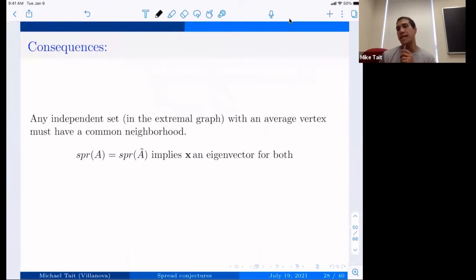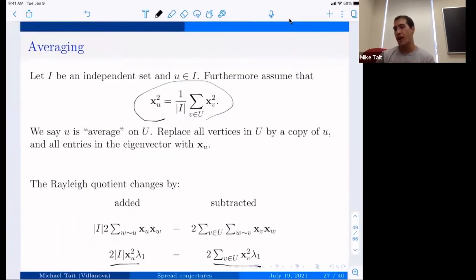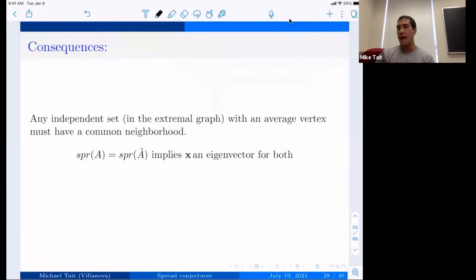And what that means actually is that what I replaced my graph with, I actually couldn't change the graph at all. That's what it means. Because you're not changing the Rayleigh quotients at all, the spread of your new graph is at least as big as the spread of your old graph. And that means they actually have to be equal, because I was starting with a spread extremal graph.